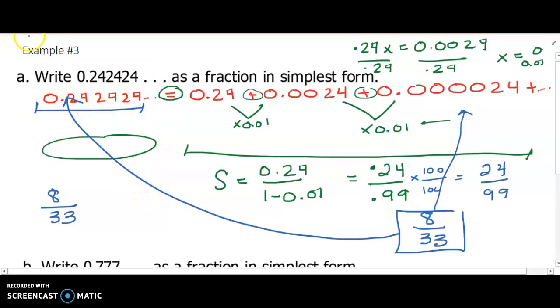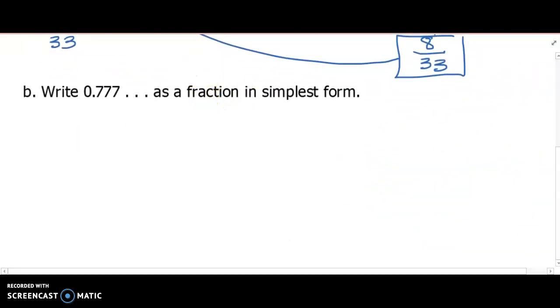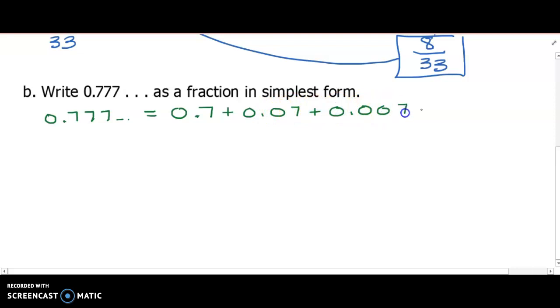All right, so using this as an example, guys, I want you to go ahead and try B on your own. Now, I'll give you a hint. We're going to write this as 777 dot dot dot. That can be written as 0.7 plus 0.07 plus 0.007 plus 0.0007 plus dot dot dot. So go ahead, find your r. It's going to be the same throughout, and then put it into the sum.